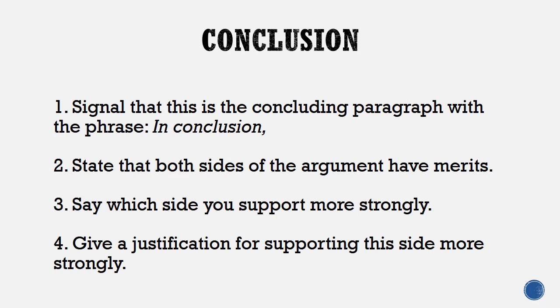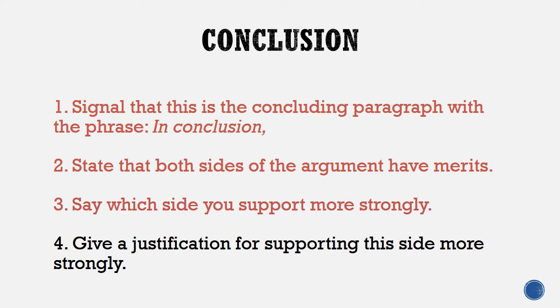After writing a body paragraph for each side of the argument, then it's time to write our conclusion. Start your concluding paragraph with a phrase like, "in conclusion." Then you can say that both sides of the argument have merits. This is clear because you've written a body paragraph about the merits of each side of the argument. Then I suggest you state which side you support more strongly. Then follow this with a justification for why you're supporting this side more strongly.